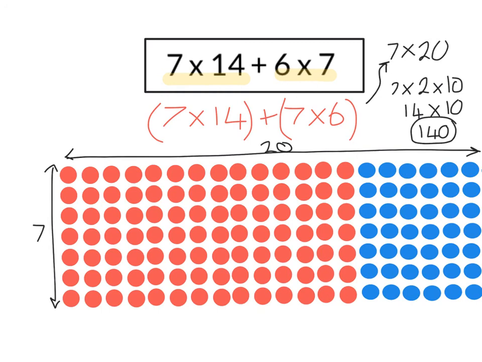So let's just recap. I used commutative law to swap these round. I then used distributive law to realise that the 14 and the 6 can go together. So altogether I've got 20 lots of 7. And then I used associative law at the end to figure out that 7 times 20 is 140.